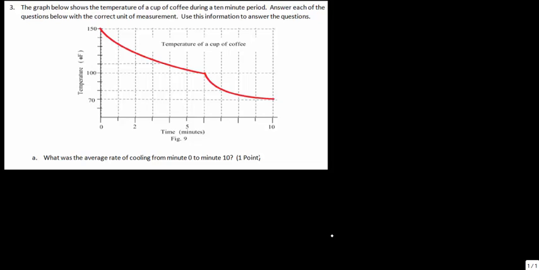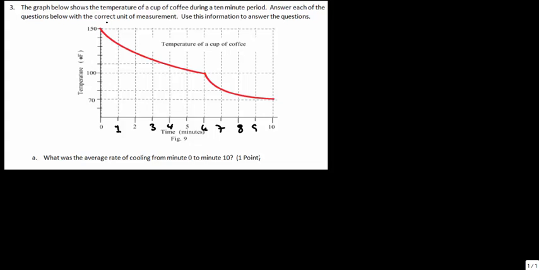Question number 3. The graph below shows the temperature of a cup of coffee during a 10-minute period. Okay, so let's go ahead and just fill in some of these a little bit better. This one right here is 1, so 2, 3, 4, 5, 6, 7, 8, 9, 10. Here are the temperatures that are over on the left side.